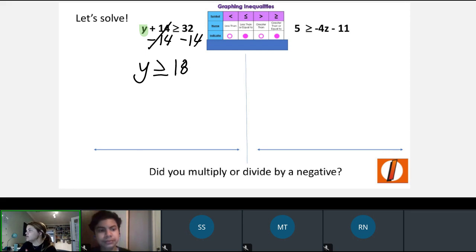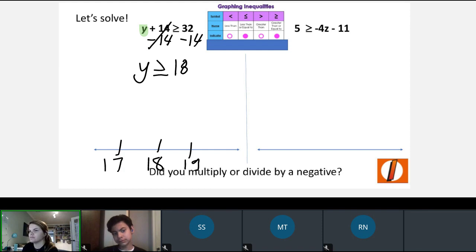Now that I have my inequality, I'm going to graph my solution set on a number line. What I like to do is put whatever my number is in my inequality right in the middle, and then I usually do one number to each side. So to graph my solution, I'm going to put a circle at 18. And I'm going to fill this one in because it was greater than or equal to. And I want all y values greater than 18. So that means I'm going to go to the right.